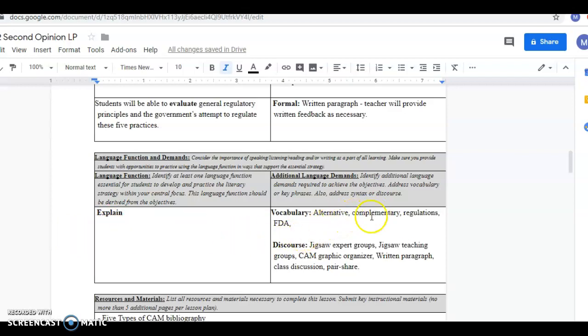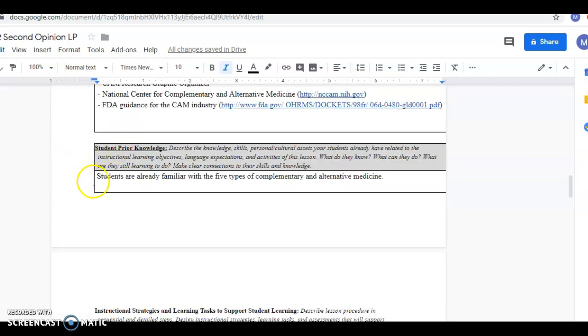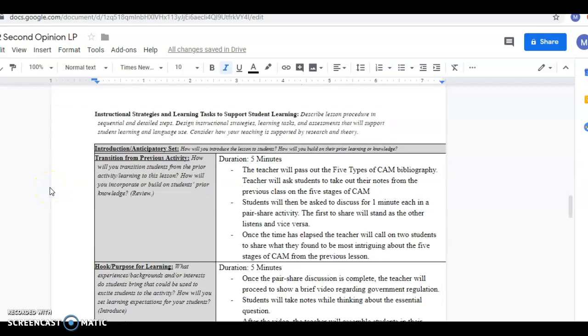Here's just some vocabulary that they're going to look at: regulations, FDA, alternative complementary medicine. Alrighty, resources here. Prior knowledge, according to the lesson plan, this assumes that they are already familiar with the 5 types of complementary and alternative medicine, so they're just building off that prior knowledge.